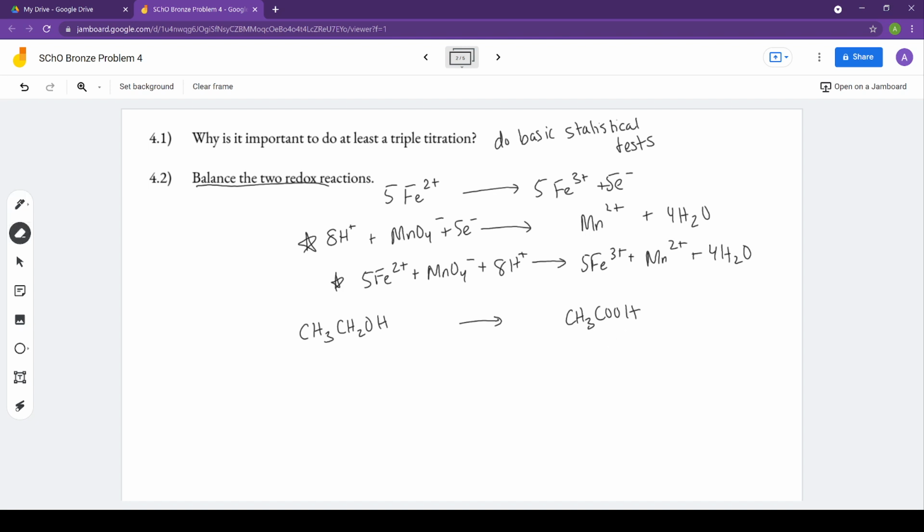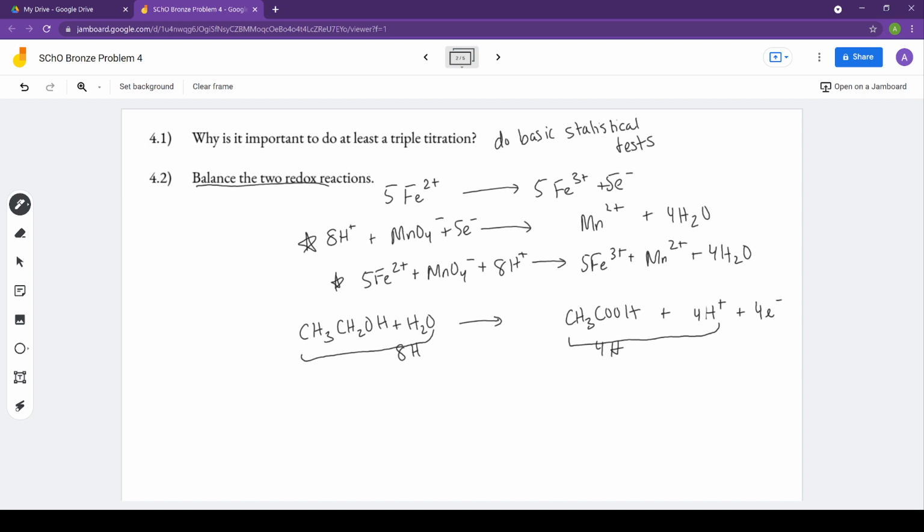Now, how do we balance this? First, again, we need to balance the oxygens. So we add H2O on the left side, right? Now we need to balance the hydrogens. So we can see that we have 1, 2, 3, 4, 5, 6, 7, 8 hydrogens on the left side and 4 hydrogens on the right side. So we need 4H+. Okay, and then we want to balance the charge, right? So we have no charge here, and we have +4 on the right side. So we add 4 electrons on the left side.